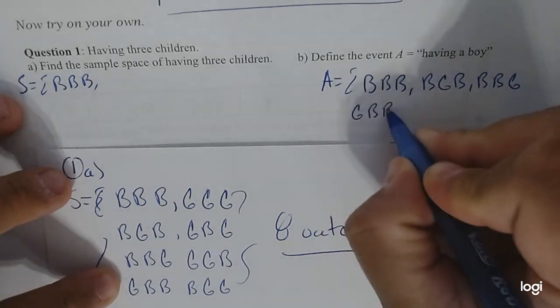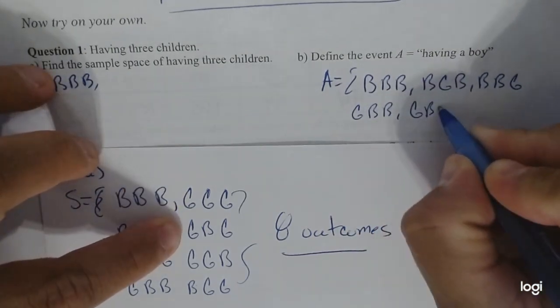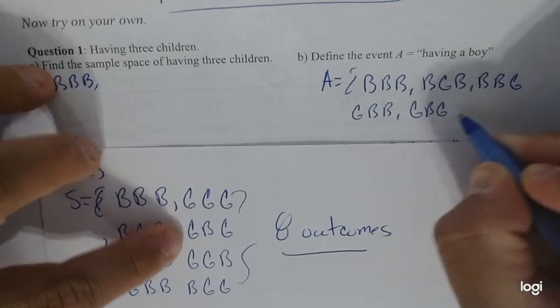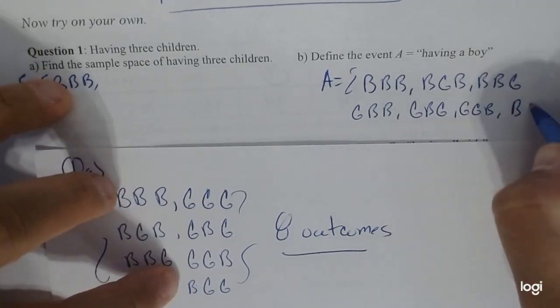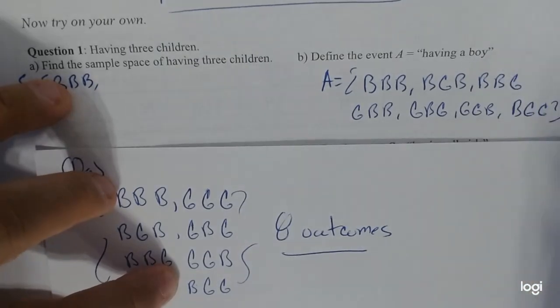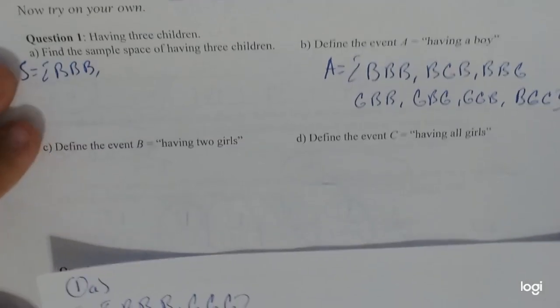Girl, boy, boy. I can have boy, girl, girl, boy, girl. Girl, girl, boy. And then finally, boy, girl, girl. So that is how we define an event. We just write down all the scenarios when it comes to that kind of portion. Okay? So why don't you guys try the next 2?